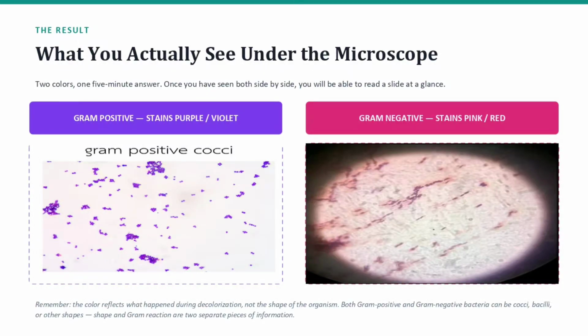One important note before we move on. The color reflects what happened during decolorization, not the shape of the organism. Both gram-positive and gram-negative bacteria can be cocci, bacilli, or other shapes. Shape and gram reaction are two completely separate pieces of information, and you need both to properly characterize and isolate.